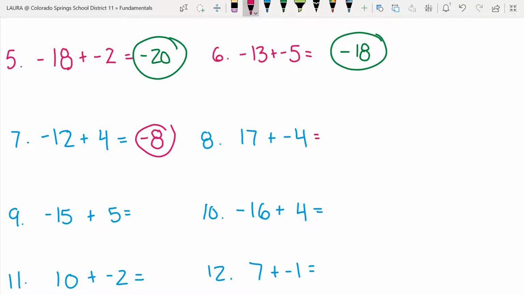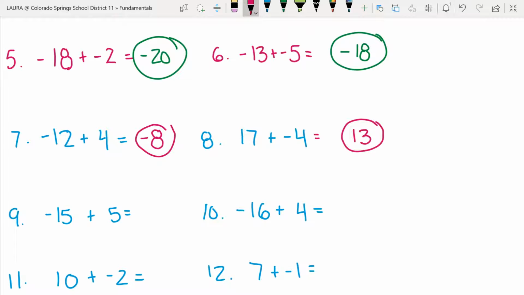Let's go to question 8. On question 8, we have 17 plus negative 4. So I'm adding, that's good, and I have one positive and one negative. That means we subtract. So 17, and I'm going to take away 4. Let's see, that gives me 13. And I'm going to look at which number was originally bigger, 17 or the 4. Well, 17 is definitely bigger, and 17 was a positive number. This means my answer stays positive. So number 8, final answer is positive 13.